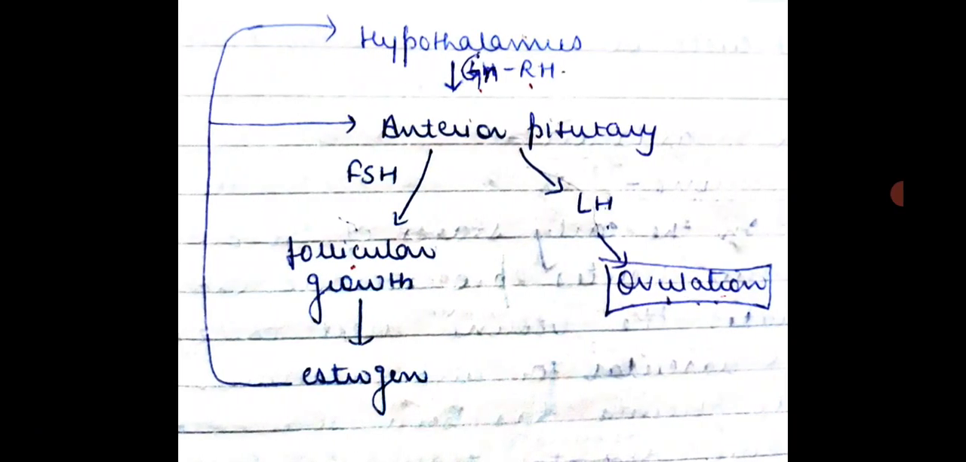Here is just the flow diagram of everything, the hypothalamic, hypophyseal and gonadal axis. From the hypothalamus, luteinizing hormone releasing hormone is released, which acts on luteotroph cells of the anterior pituitary. They release the luteinizing hormone, and the luteinizing hormone influences ovulation from the Graafian follicle.